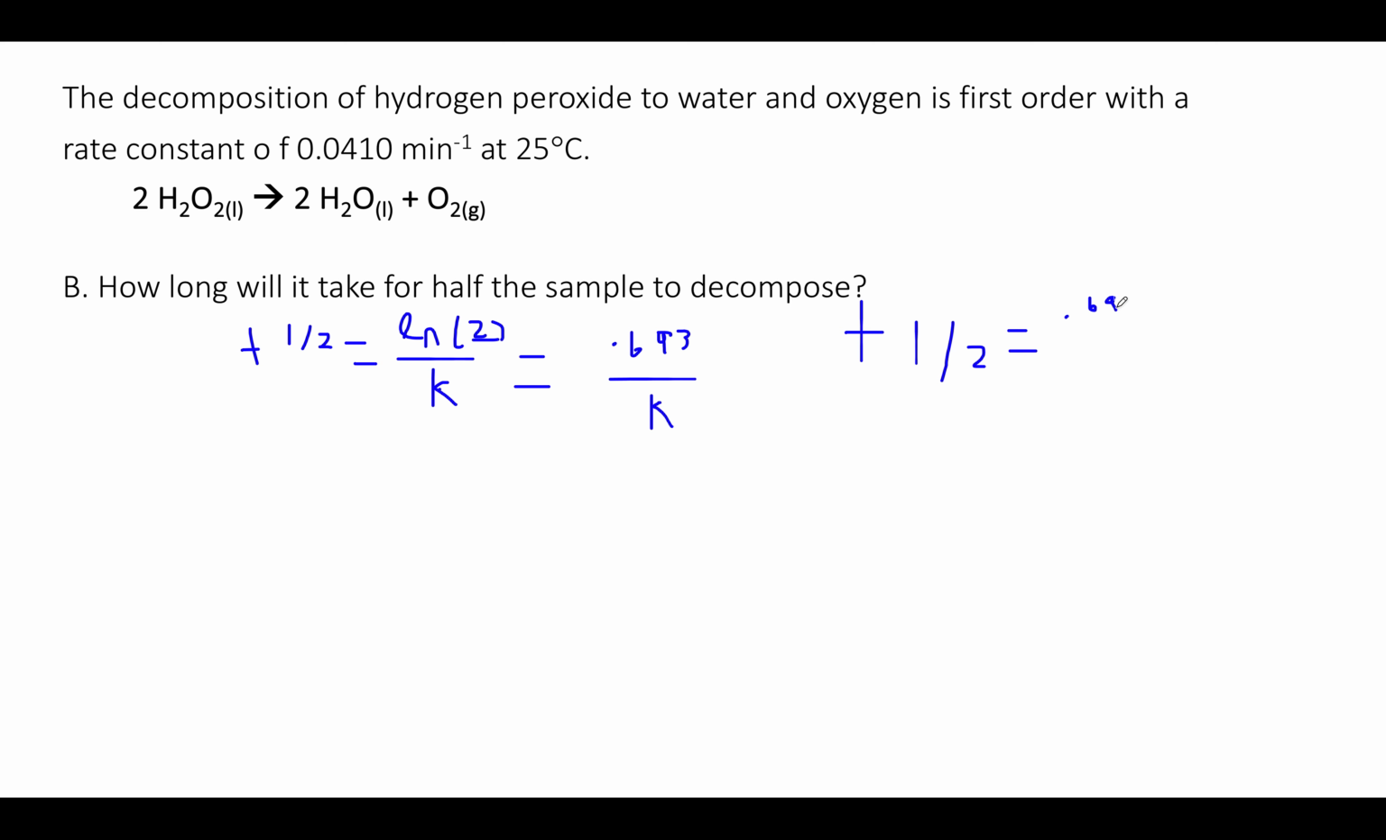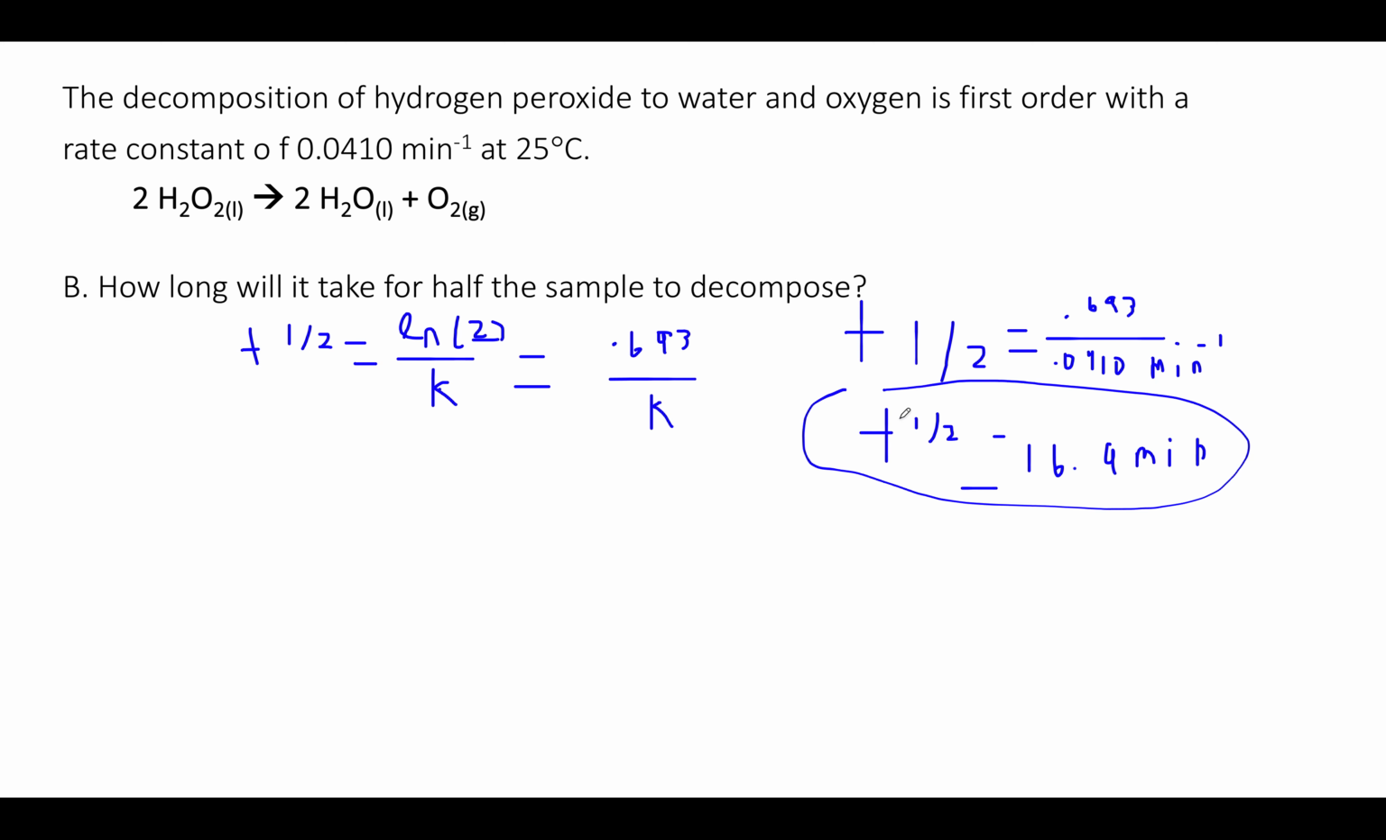0.693 over k, which is, in this case, 0.041 inverse minutes. So the half-life, the time for half the sample to decompose, is 16.9 minutes. It's that 0.693 divided by the rate constant. 0.693 divided by 0.041 is 16.9 minutes.